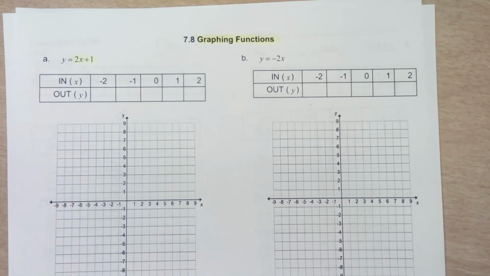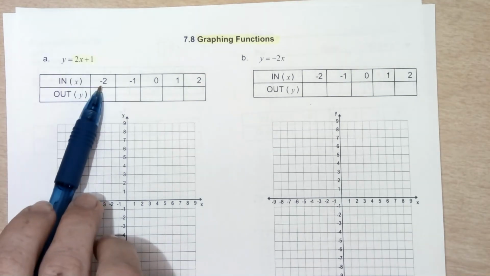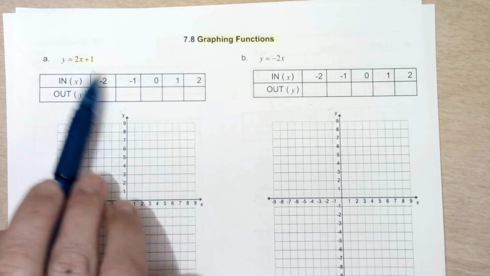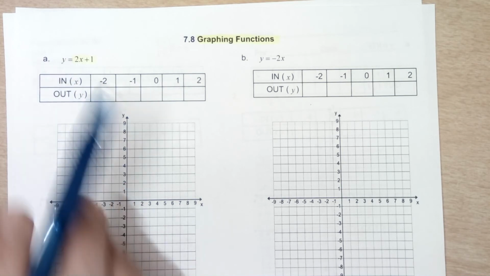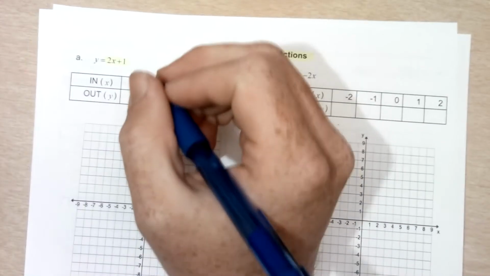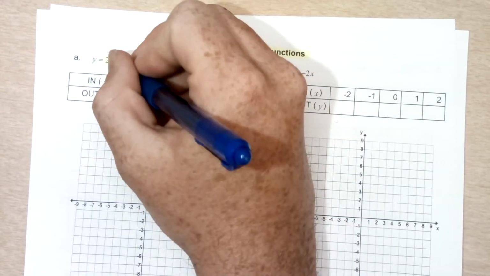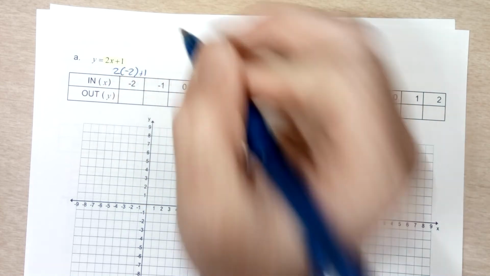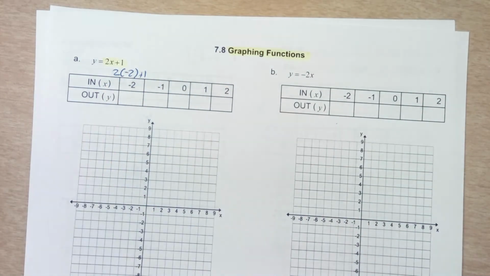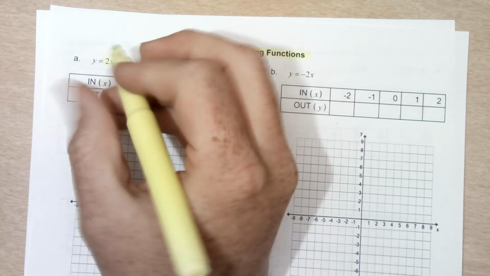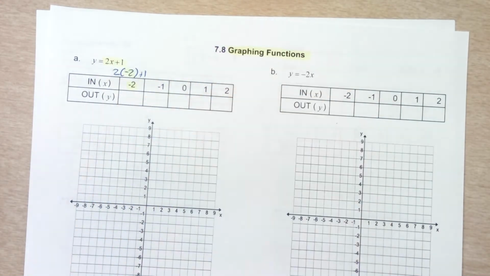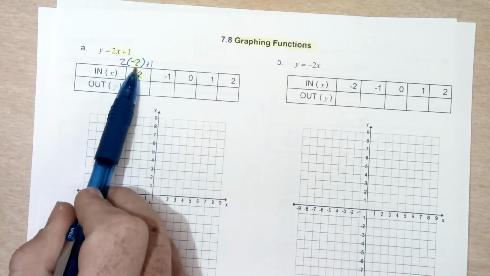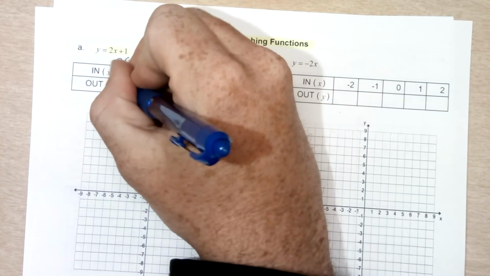So right now I have y equals 2x plus 1, and I have a bunch of values for x. So everywhere I see an x, I'm going to plug in this value, and then I'll see what I get for my y. So for this first equation right here, we're going to have 2 times negative 2 plus 1. We subbed in that negative 2 for an x, because my x value there was negative 2. So 2 times negative 2 is negative 4. Negative 4 plus 1 would be negative 3.